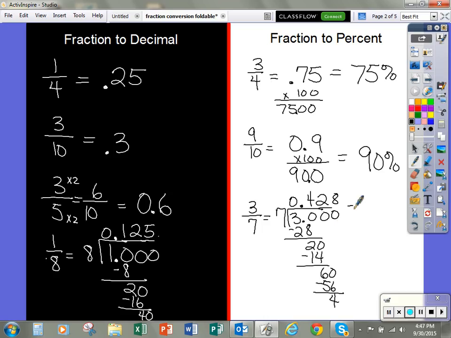So this would be 42.8%. And you might ask yourself, how did I get that without multiplying by 100? I know that when I multiply a number by 100, it moves the decimal two places. So I know that I can go from here to here when changing from decimal to percent.